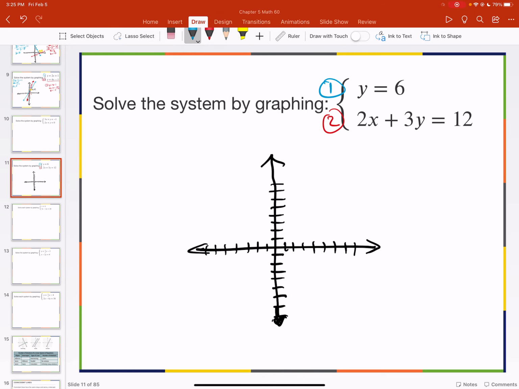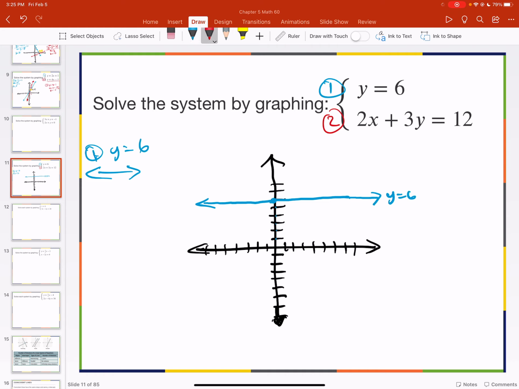So, okay, so y equals 6, right? That's just a horizontal line crossing through 6. So we have 1, 2, 3, 4, 5, 6. And it's just going to go straight across. Right? It has no slope. Slope is 0. So this is y equals 6.